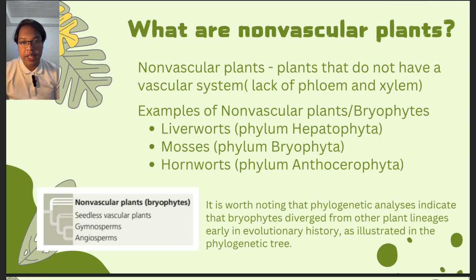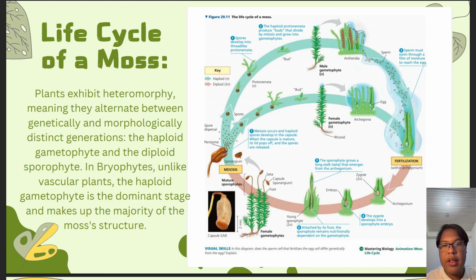Scientifically known as bryophytes, these are plants that do not have a vascular system. There are three main groups. Notably, they are mosses, liverworts, and hornworts. Now, it is worth noting that phylogenetic analysis indicates that these bryophytes diverged from other plant lines early in the evolutionary history, as illustrated in the phylogenetic tree shown in this slide. So next we have the life cycle of a moss.